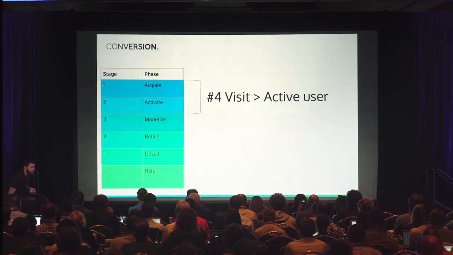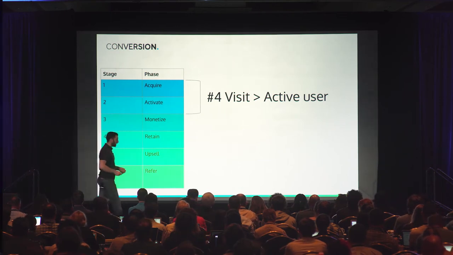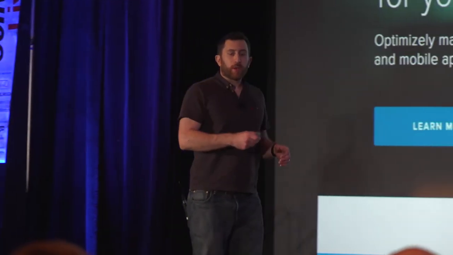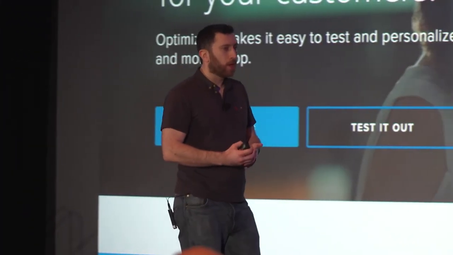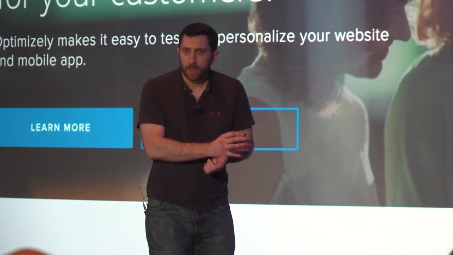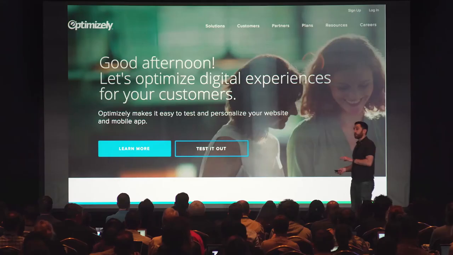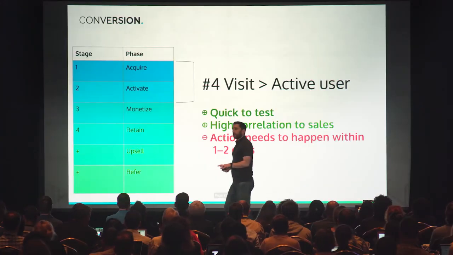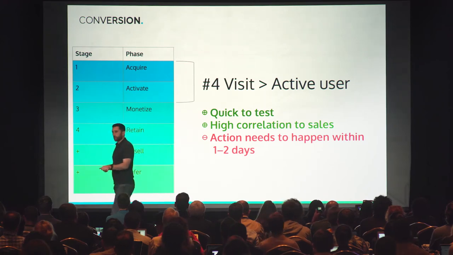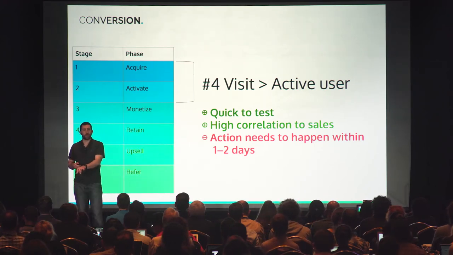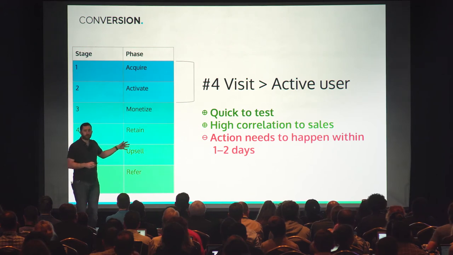So option four is where we've seen the most value, a visit through to an active user. So if you are Optimizely or VWO, it's not just someone signing up. It's someone creating a test or launching a test. Or if you're GoToMeeting, it's someone doing that first call. And that is a goal that is highly correlated to whether someone will become a paying customer or not. And yes, the action needs to happen within 1 to 2 days, but for almost every SaaS business that we've worked on, that will be the case 80 to 90% of the time. So always test through to active trials.